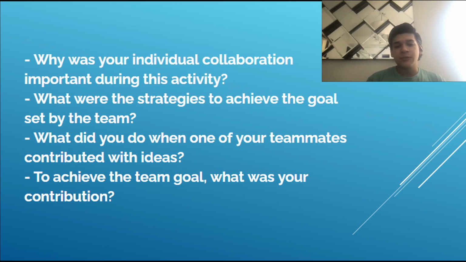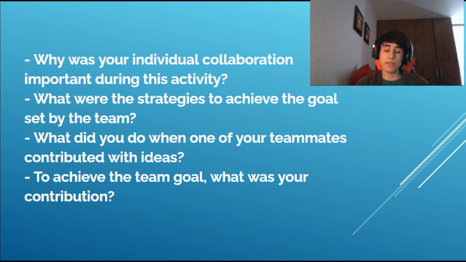What did you do when someone of your teammates contributed a new idea? What I do is respect the idea that the team member had and try to look for another idea or see if that idea actually works. To achieve the team goal, what was your contribution? My contribution here was mostly in the presentation, answering one of the questions, and in the parameters comparison of the two functions. And that's everything.